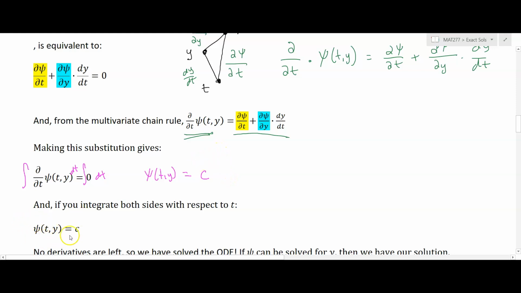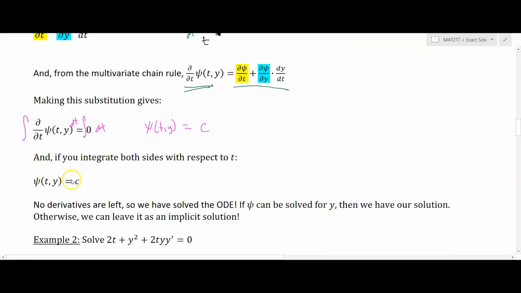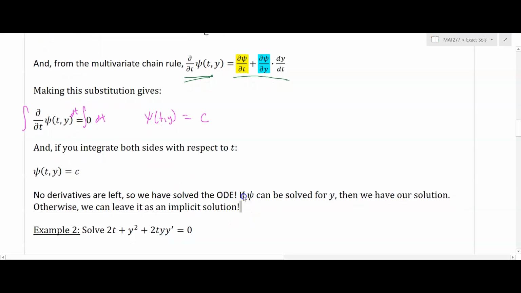So then we end up with psi of t comma y equals c, and right away you'll notice that this no longer has any derivatives in it. Therefore, this would be the solution. And if psi could be solved for y, then we have our direct solution. Otherwise, we can leave it as an implicit solution. So if this is too hard to solve for y, you just leave it as what we call an implicit solution of y. That just means that it has to stay that way. It's still a solution, but it's not necessarily in the form that we want it to be, like y equals.